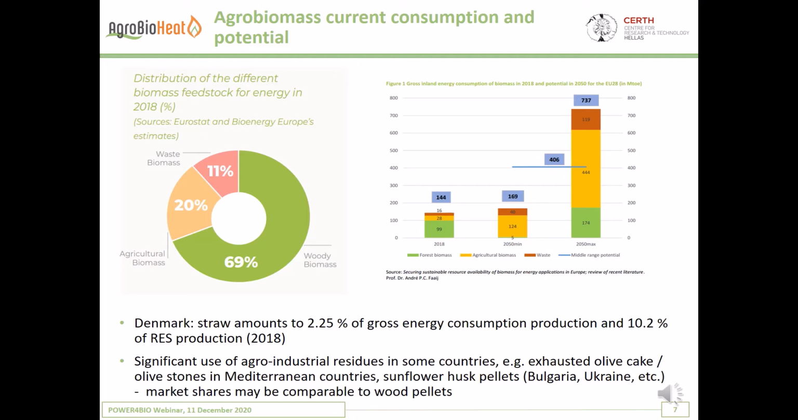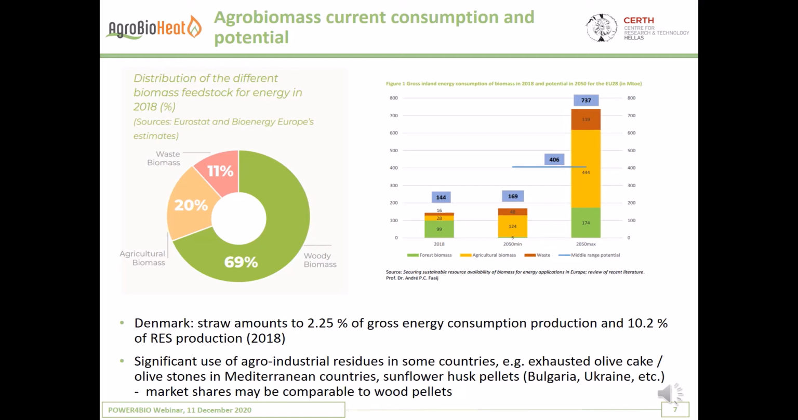If we move on from the European perspective and focus on the national one, there are some member state examples where agrobiomass does play a significant role. When it comes to straw, the most well-known example, and I think a world leader in this case, is Denmark. Denmark uses about 2.3% of its gross energy consumption from straw, and a little over 10% of the total renewable energy production from this resource.